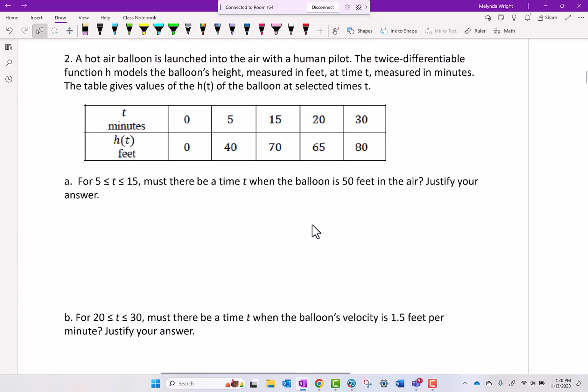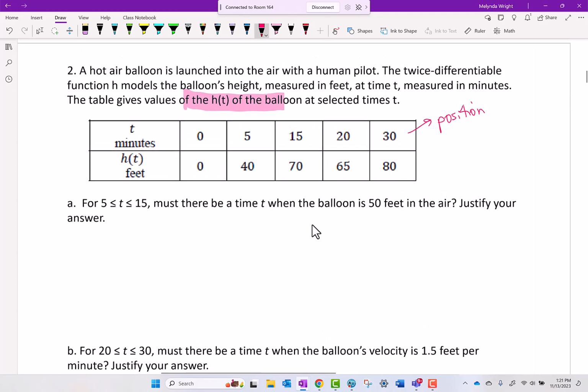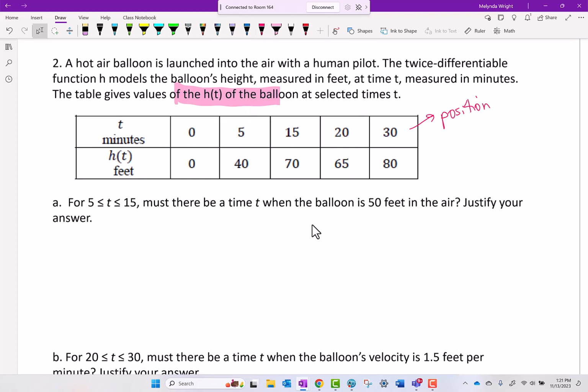So we've got a hot air balloon launched into the air with a human pilot. The twice differentiable function h models the balloon's height, measured in feet, at time t, measured in inches. Okay, so this is a height, right? This is a position. So this is position information. Every time you're given information, I would highly recommend that you write down what kind it is, just as a clue, like a trigger for you. Those are position numbers.